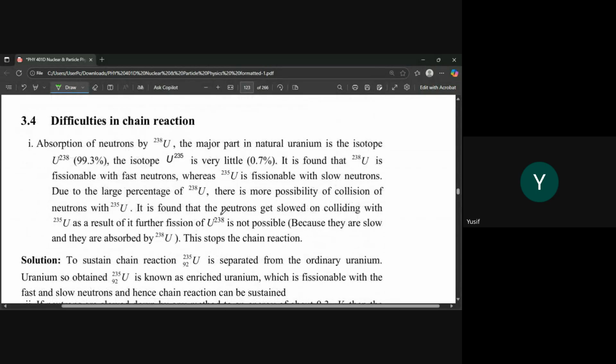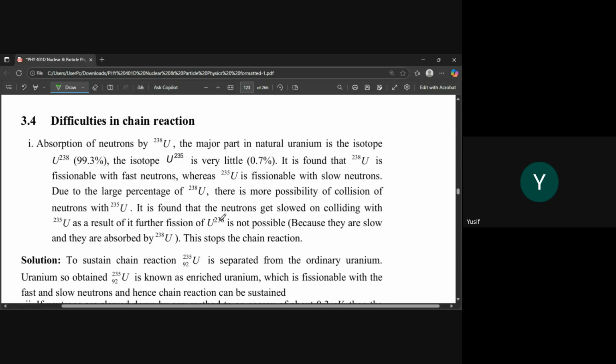Then go to difficulties in chain reaction. What are some of the difficulties? One is absorption of neutron. The major part in natural uranium is the isotope 238, which is 99.3%. The isotope U235 is very little, which is 0.7%. It is found that 238 is fissionable with fast neutrons, whereas 235 is fissionable with slow neutrons.